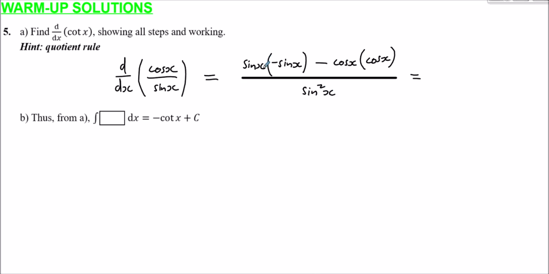Now at the top, I've got minus sine squared, which I'm going to put into brackets, in fact, because I've got minus a sine squared x, and cos times minus cos is going to be a negative cos squared x. So it's minus sine squared and negative cos squared. All of that, of course, over sine squared of x.